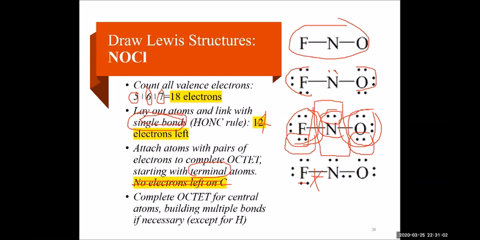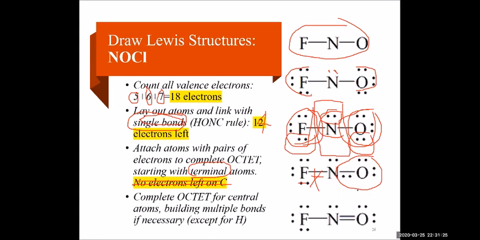So this electron pair comes from the oxygen. And that's in the end what the bonding should look like. The nitrogen and oxygen should have a double bond, and the fluorine and nitrogen remain a single bond. And so that's what the final Lewis structure looks like.